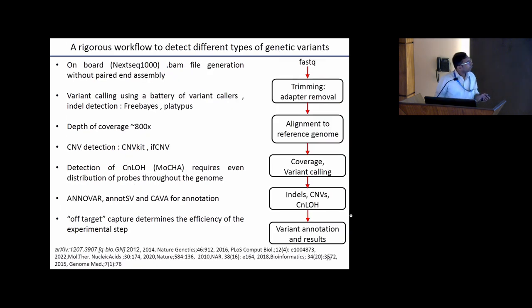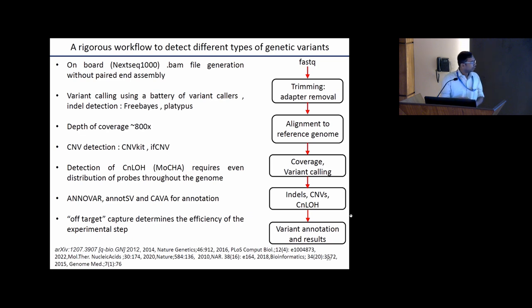So pipelines for analyzing hybrid capture based assay output are slightly more involved. They are not as simple as you saw for the amplicon based data. You get a FASTQ from the sequencing machine, and we actually avoid the paired end assembly, and we directly obtain a BAM file from the sequencing machine itself. But this can also be obtained using customized steps. We proceed to variant calling using a battery of variant callers, and to detect indels we have 2 other tools, right? So once that part is done, we calculate coverage, and the typical coverage which we see for this assay is around 800x, right? We also do CNV detection using 2 tools.